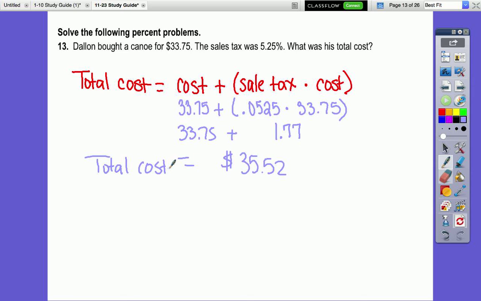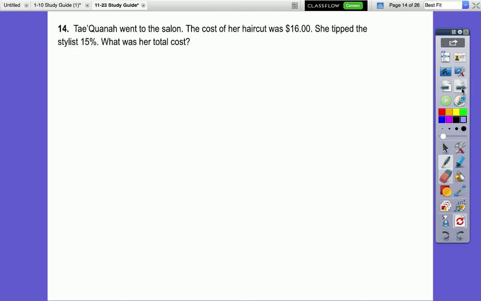All right, moving on to our next problem. This person went to a salon. The cost of a haircut was $16. She tipped the stylist 15%. What was her total cost? This is the same as we did a while ago. So we're going to take the original amount, which was $16. We're going to add to that $16 because it's a tip, and a tip will increase the original amount.